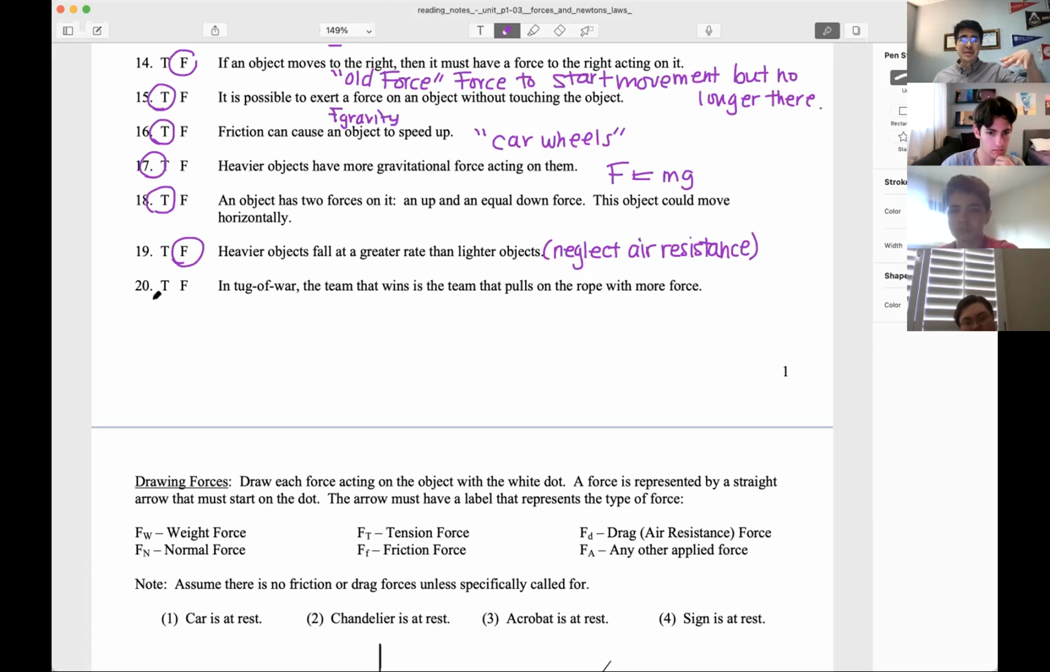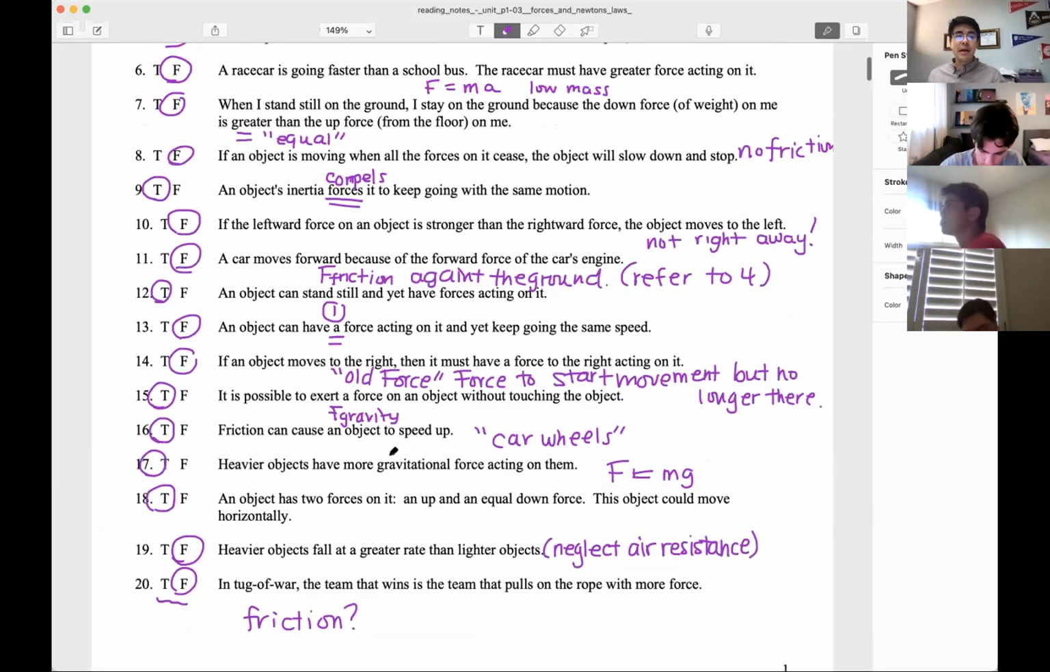And remember, a lot of times on these true/false questions, it needs to be true 100% of the time. So your answer isn't wrong, it's just not 100% true. Friction. Okay, so please keep a lot of these in mind.